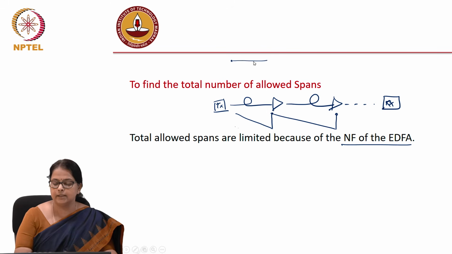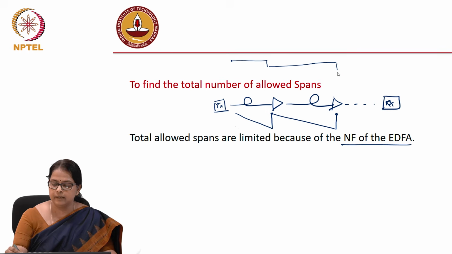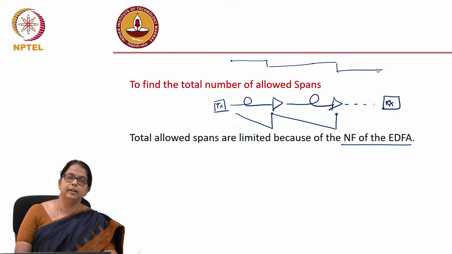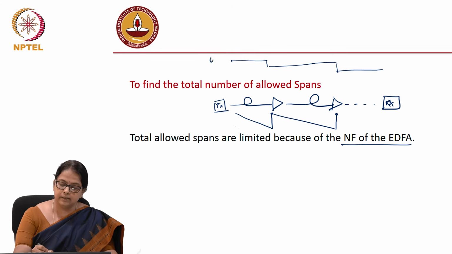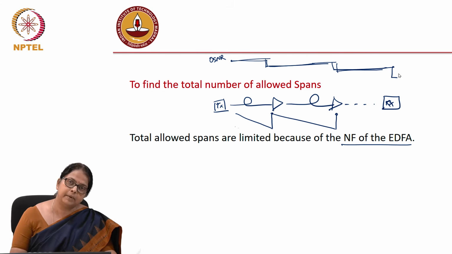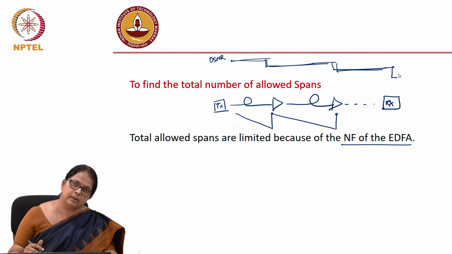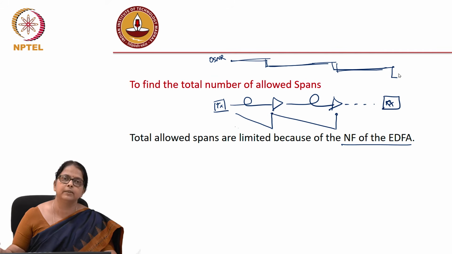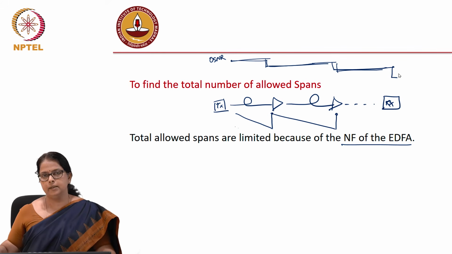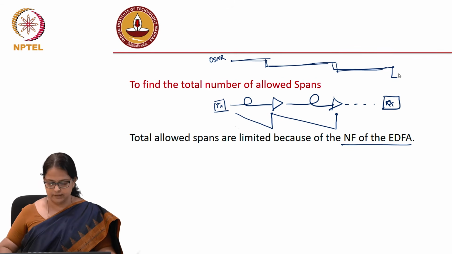So if you do an SNR map, you had an SNR which remained constant throughout the link. The fiber does not change the SNR. The SNR at every EDFA will start degrading the signal. So this is the OSNR map. The OSNR will start reducing after every span. So then you will not have sufficient SNR and so sufficient Q value at the receiver to successfully demodulate your signal.